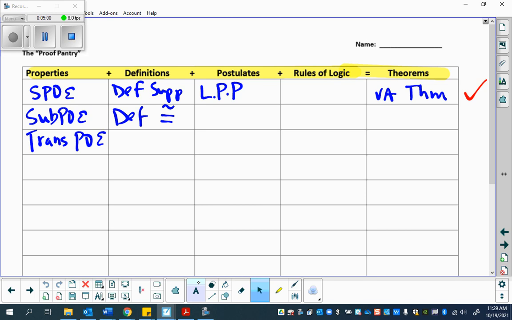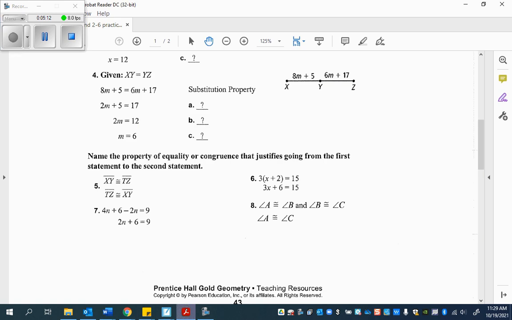What does VA theorem stand for? Vertical angles theorem. It's one of our first theorems that we were given that we can talk about how to prove. All right, back to the homework.